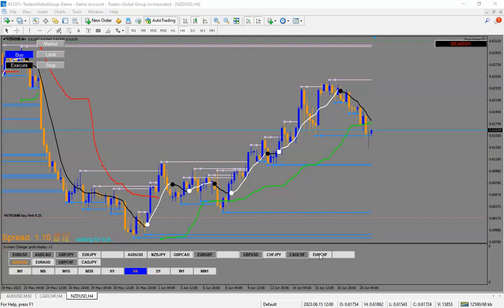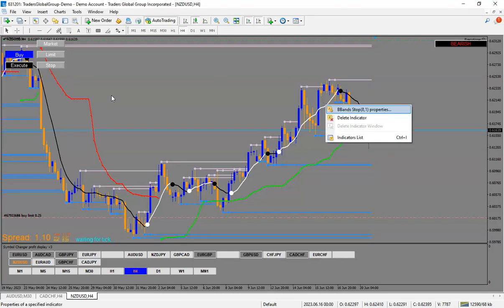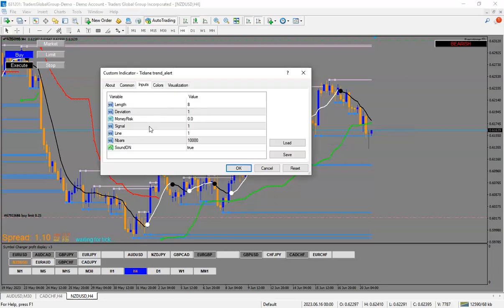And the next question was, what's the setting for the black and white indicator? These are the settings: length 8, deviation 1, money risk 0.0, signal 1, line 1, bars 10,000, and so on. So these are the settings for the white and black.